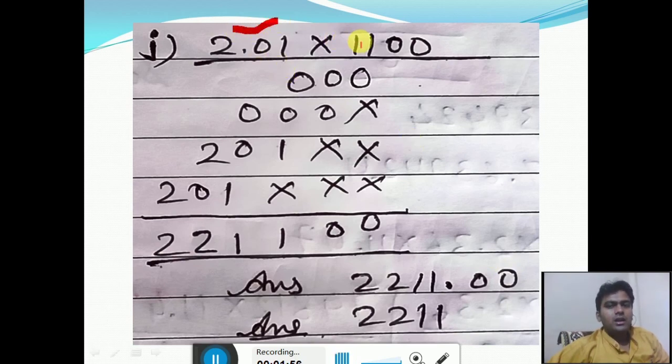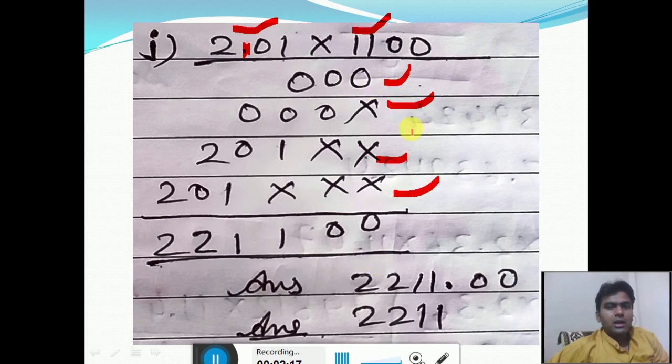2.01 into 1100. Okay. So first I solve this by a simple method. Just forget the decimal point in this step and multiply with 0. So you get 0 0 in this step. Now multiply with 1. So 201, 201 and then add all.